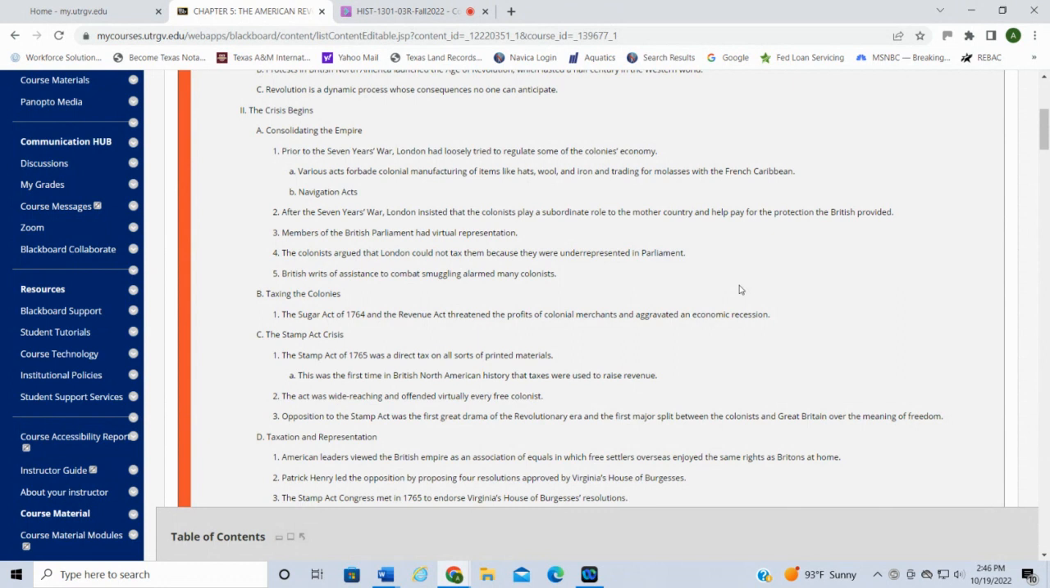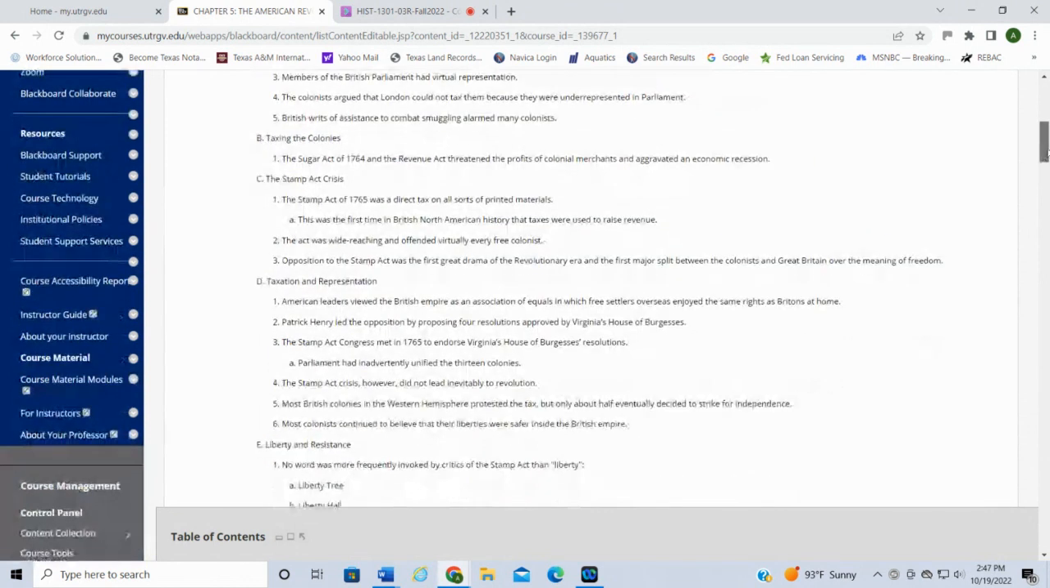But then Parliament feels that, no, you're part of the empire, so you do get representation. It's just not that direct type of representation. So the type of representation is where they had disagreements here. They're both correct. It's not a right or wrong thing. It's just a difference in how they went about constructing the representation.